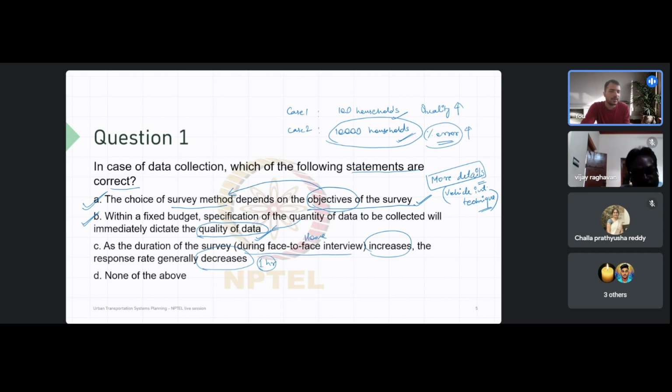1 hour is a big time. No one wants to give 1 hour of their time for a survey. Some people may give it if they understand, but many people may not afford 1 hour. So the response rate may decrease. Even the quality of the answers will reduce, because they will want to finish the survey quicker.